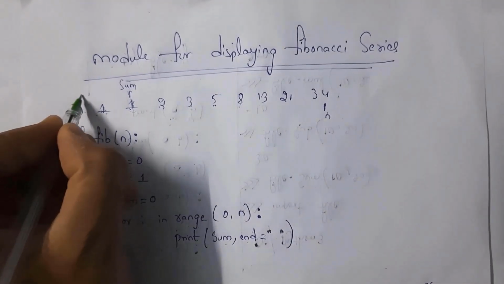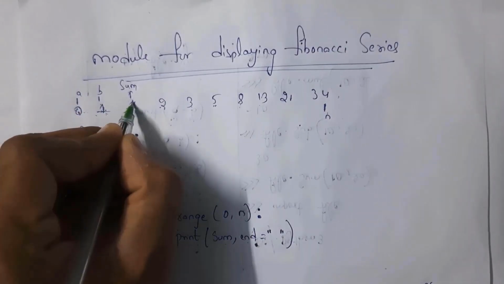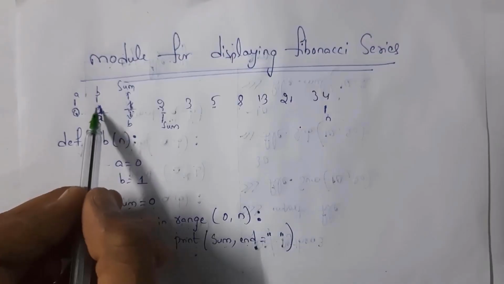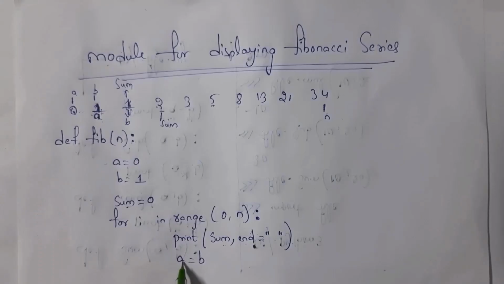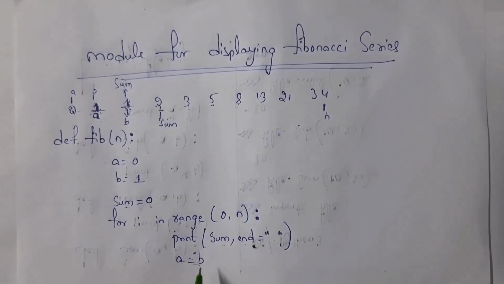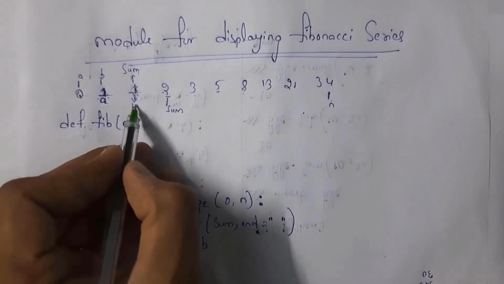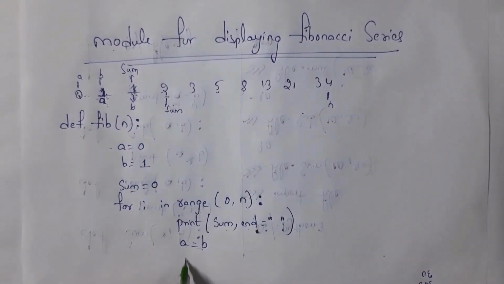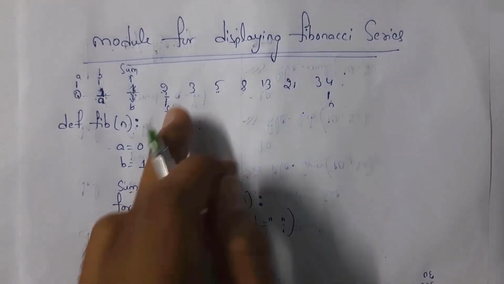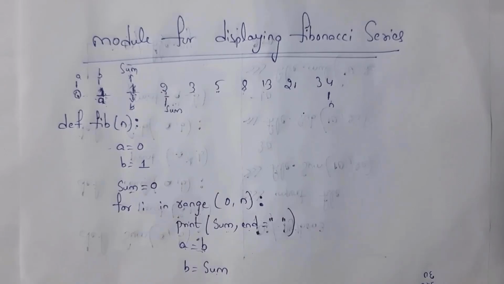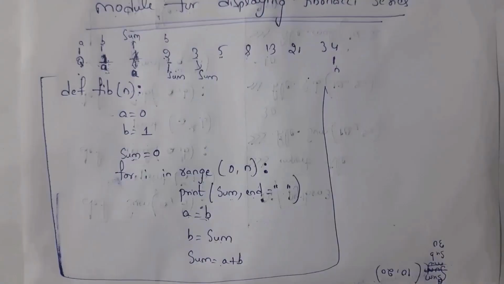Guys, at first the a value is 0, the b value is 1 and sum is nothing but the result. So the result is 1. So next time when you perform addition, this b value becomes a and the next sum becomes b. So I wrote here a equal to b, that is, the b value is a, and next I wrote b equal to sum. Now the sum value is b and the next result is nothing but a plus b. So just write here sum equal to a plus b. This is the Fibonacci series. So this is the module.